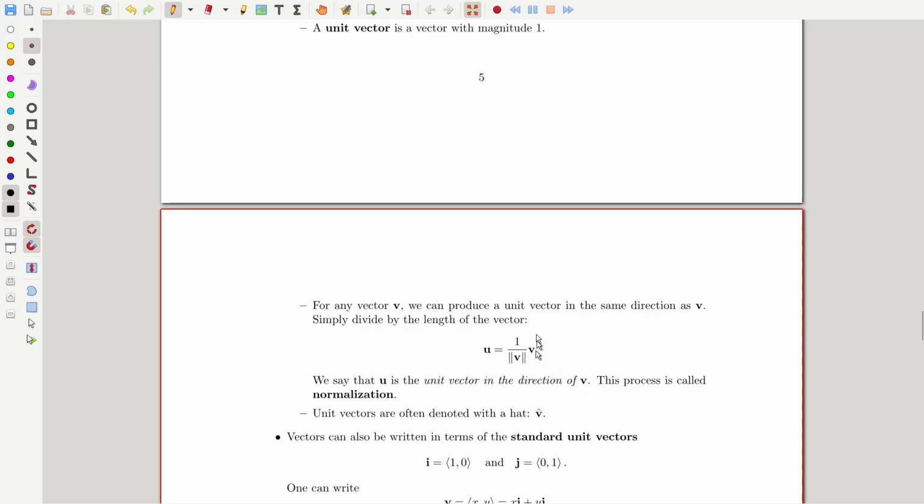So all you have to do, and this formula kind of shows you what is going on, is you take a given vector v, you determine its magnitude, and then you divide by it. And what that will produce is a vector in the same direction as v, but with length 1, which the book calls u.